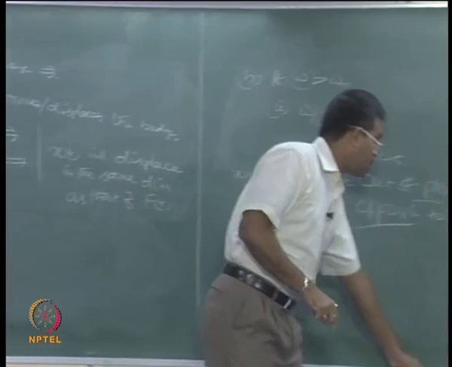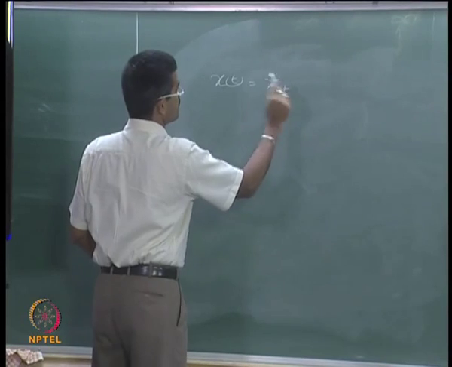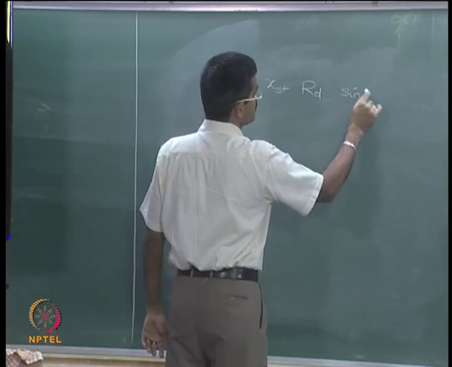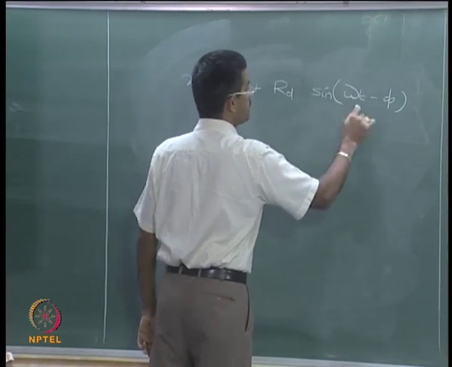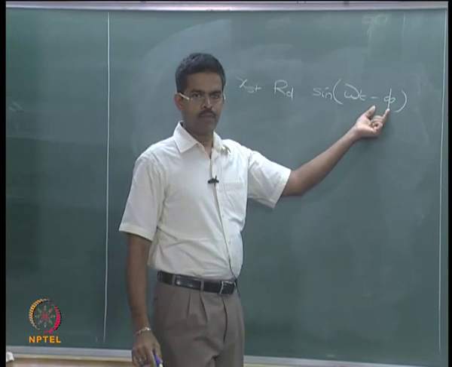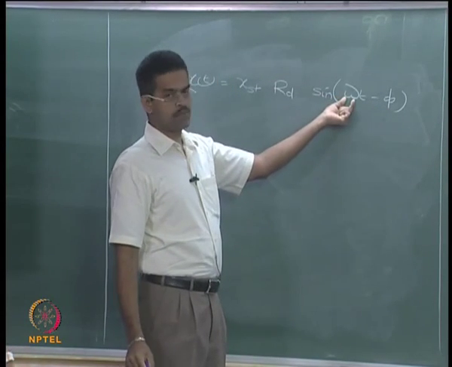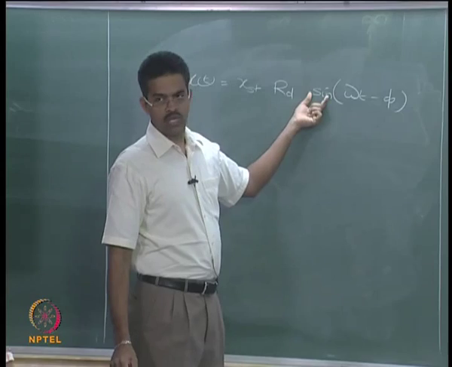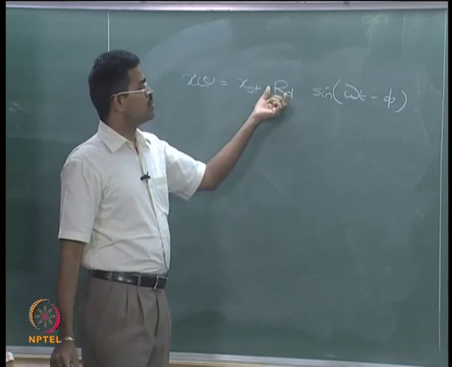So, I can write an expression like this. x of t as x static Rd sin omega t minus phi. I am introducing a phase lag here. I am retaining the argument of the expression as omega t itself. I am retaining the form also, the sinusoidal function. Still I have introduced a new term called Rd.